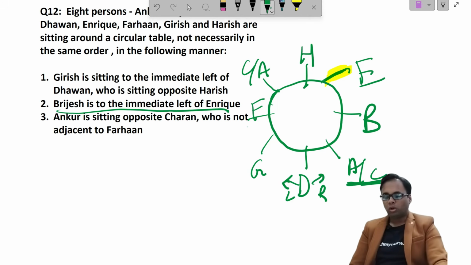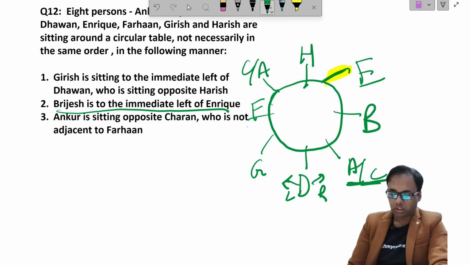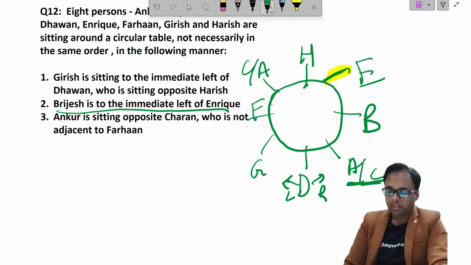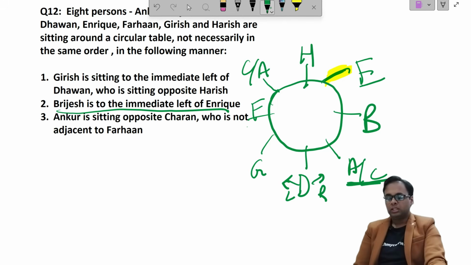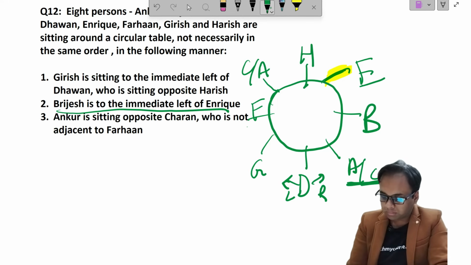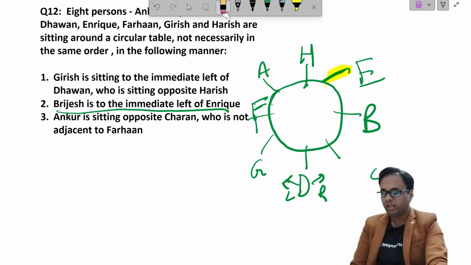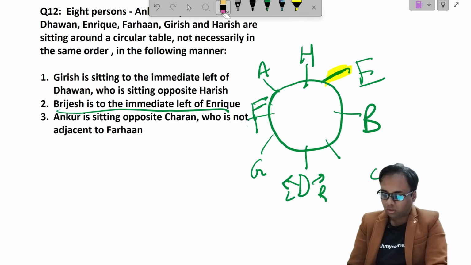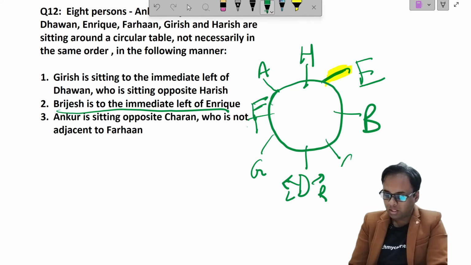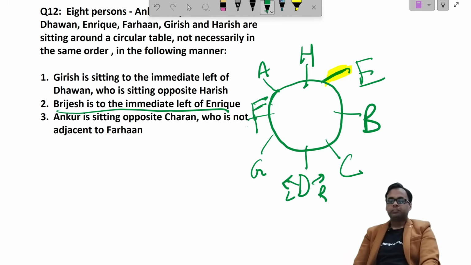Now, what about A and C? What about Ankur and Charan? It is already given that Ankur is sitting opposite Charan, who is not adjacent to Farhan. So C and F cannot be adjacent to each other. This is F, so C cannot come here. C cannot be adjacent to this. So A is here, and C has to be here. So we have analyzed all the cases, and based on that we have clearly plotted the directions.